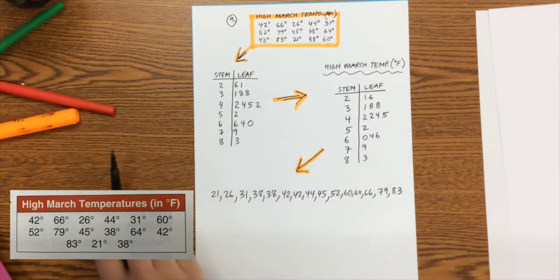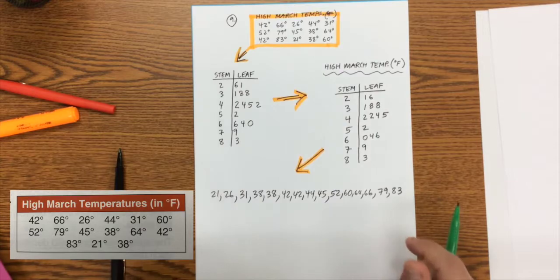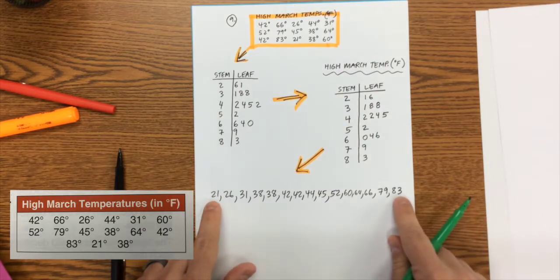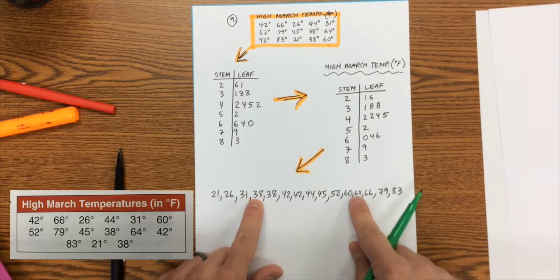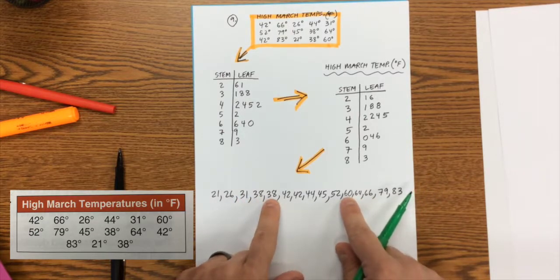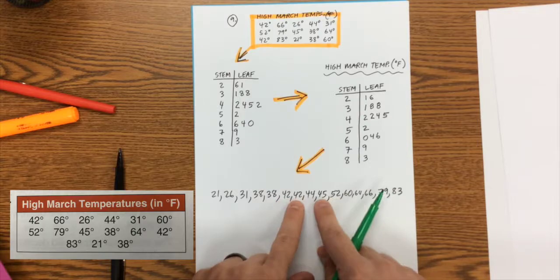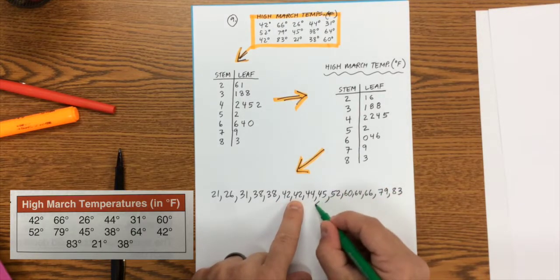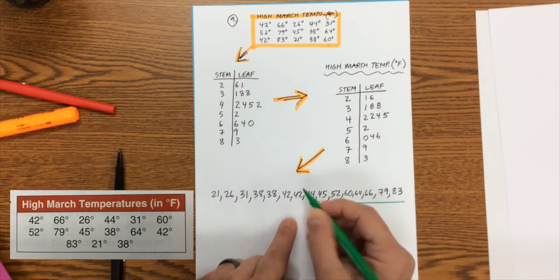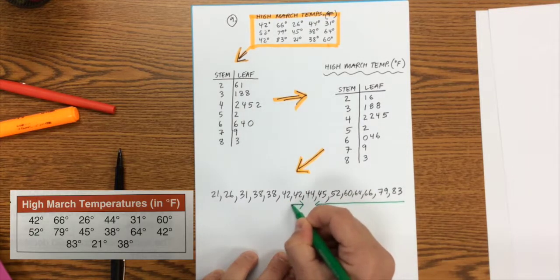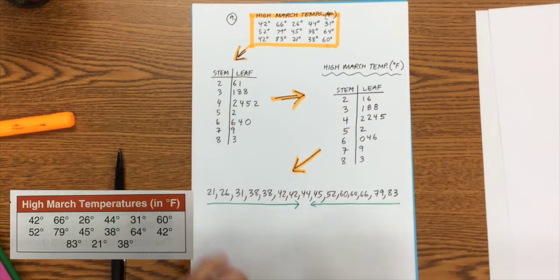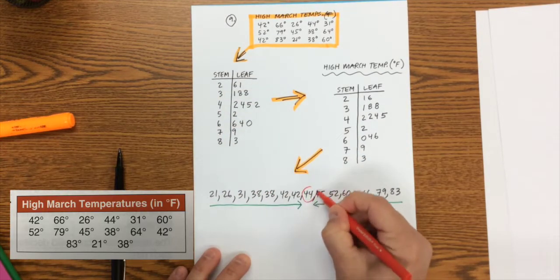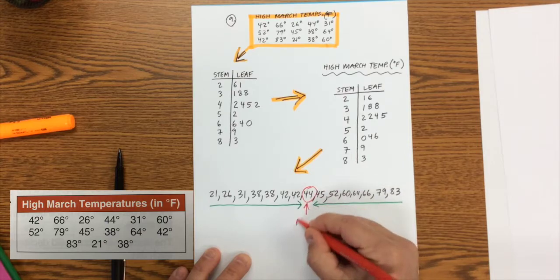The next step is to find the middle number. A couple of different ways I do this. I just start here and work my way in one at a time until I find the middle number. It looks like 44 is the middle number. So I literally try to find the physical middle number, and in this case, 44 is the median.